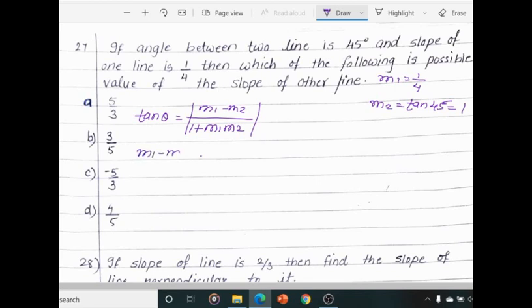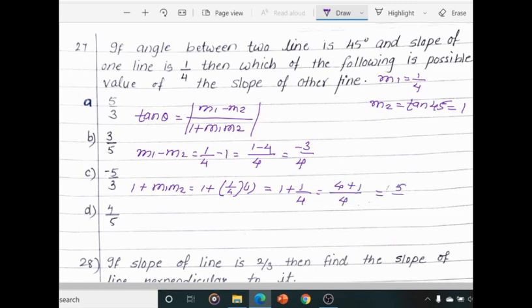Solve separately the value of m1 minus m2. So 1 by 4 minus 1, take LCM 4: 1 minus 4 is equal to minus 3 by 4. Next, 1 plus m1 into m2, that is 1 plus 1 by 4 into 1. So here it is 1 plus 1 by 4. Again cross multiply and solve. So 4 plus 1 by 4. The answer is 5 by 4.